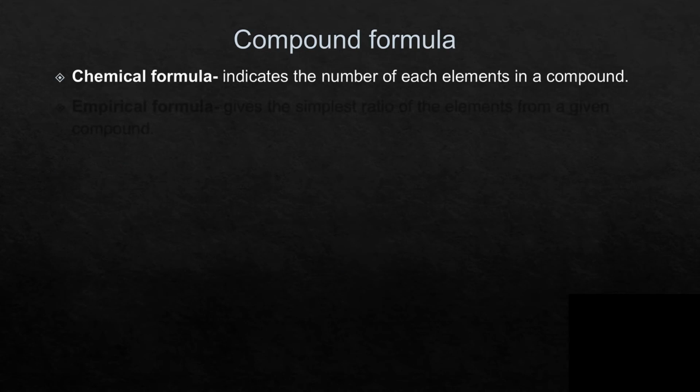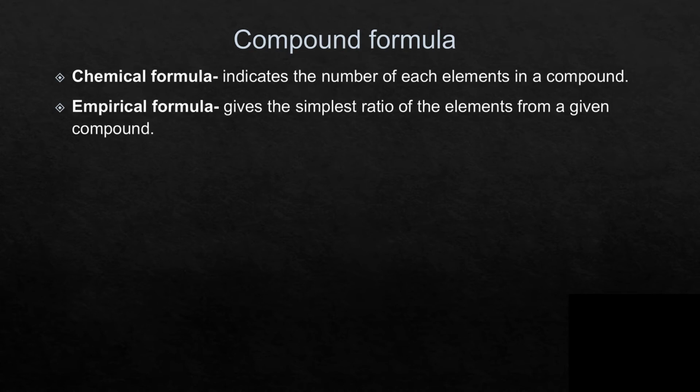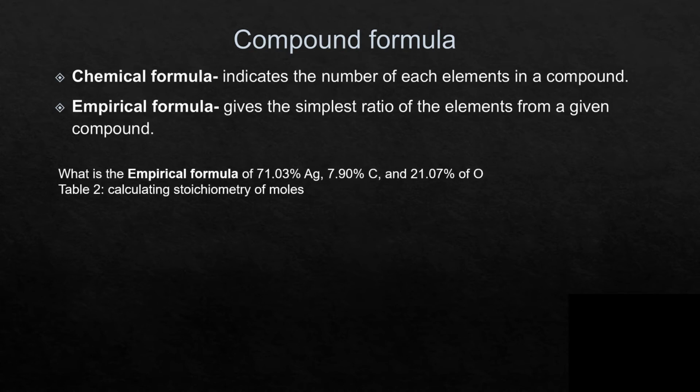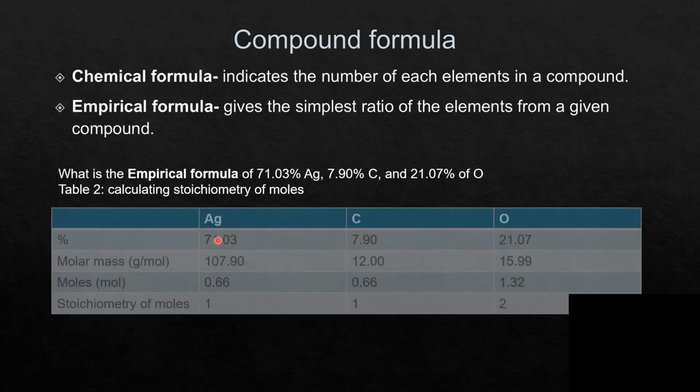Chemical formula indicates the number of each element in a compound, whilst the empirical formula gives us the simplest ratio of the elements from a given compound. Pause the video and try this. A good hint is to use the percentages as you would mass.